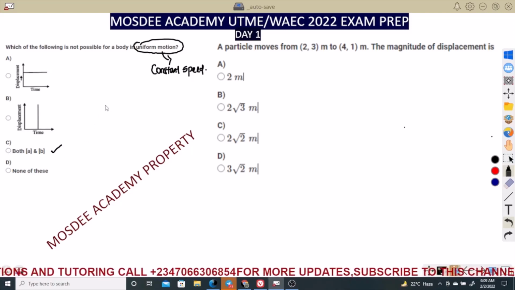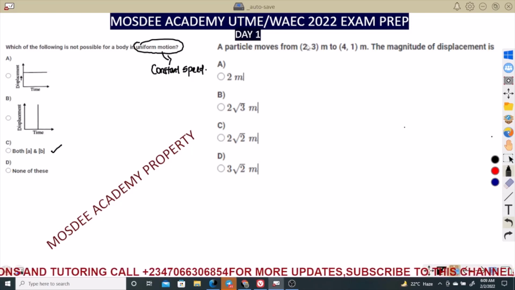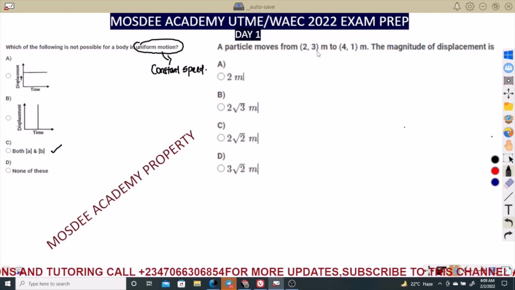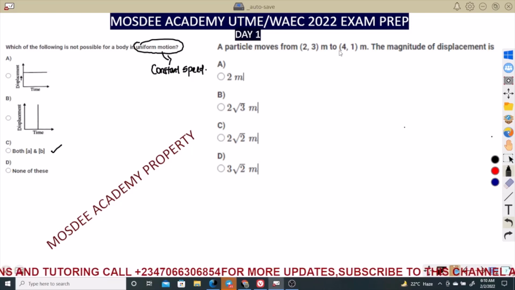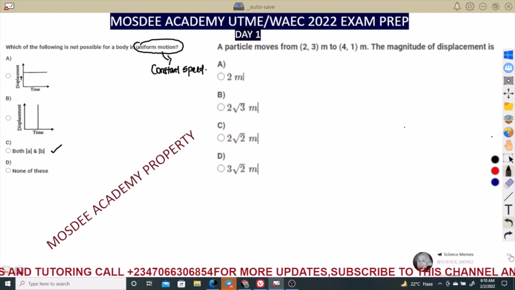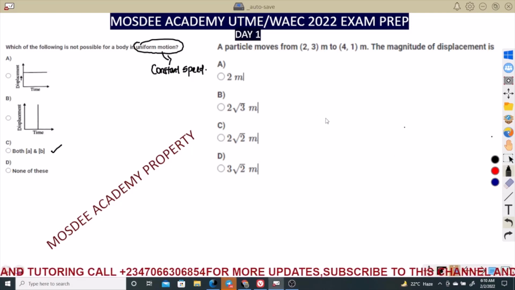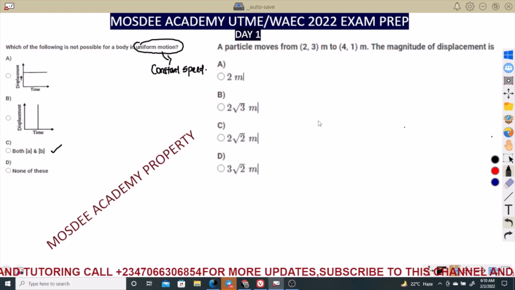So please note that. The second question: a particle moves from coordinate (2, 3) meters, then towards (4, 1) meters. The displacement is dash. The magnitude of the displacement is dash. Now, to solve this question, we must know the definition of displacement.